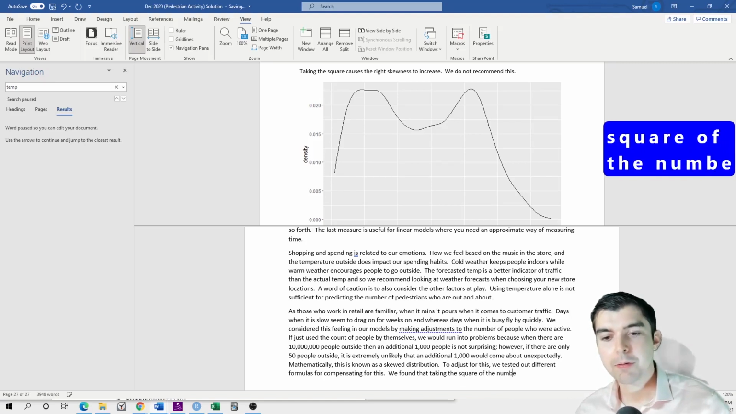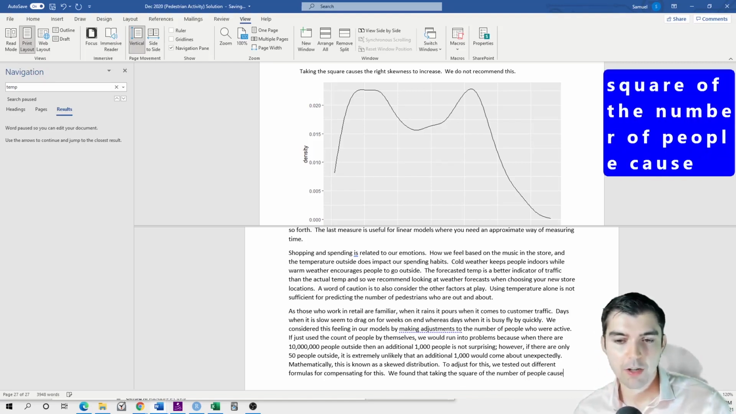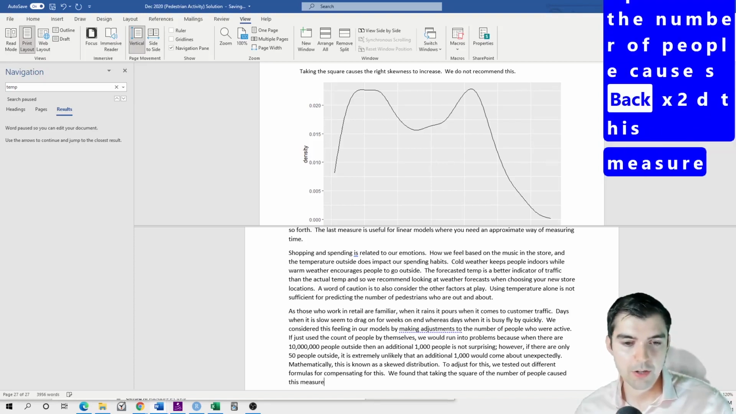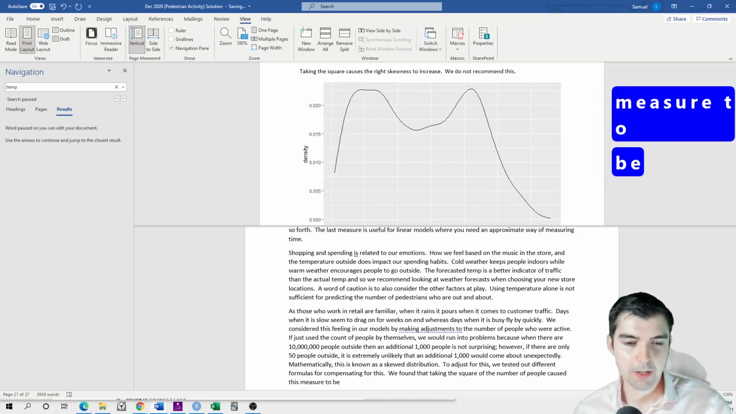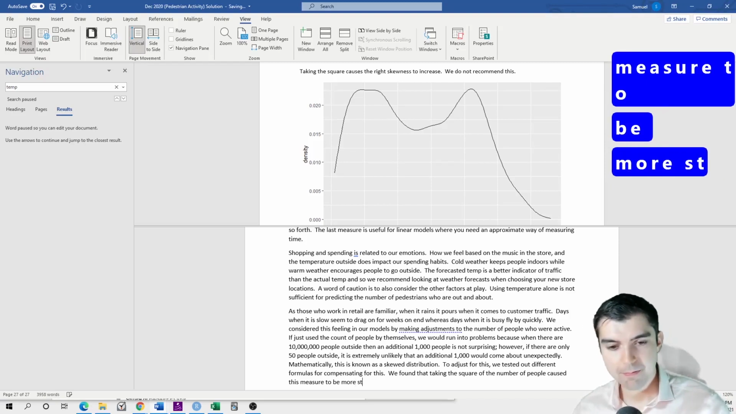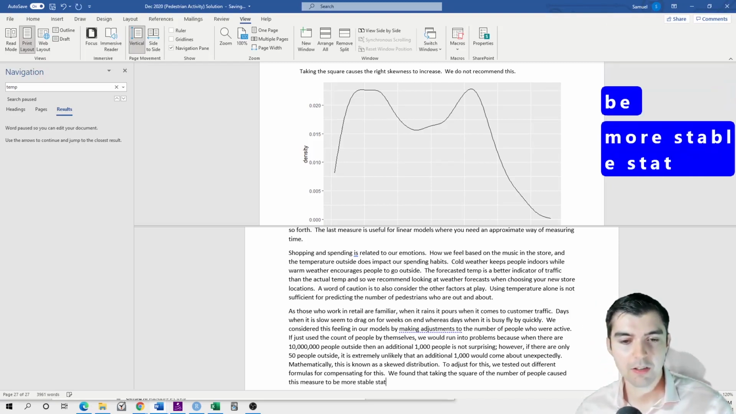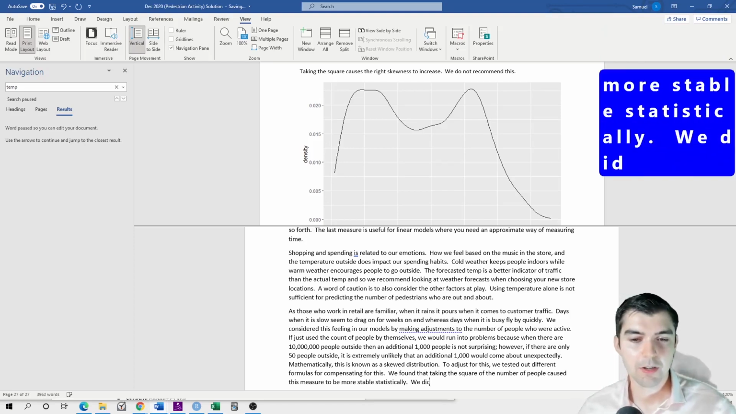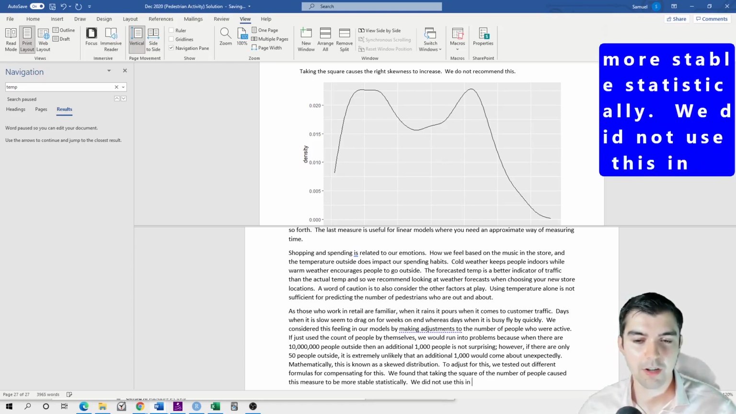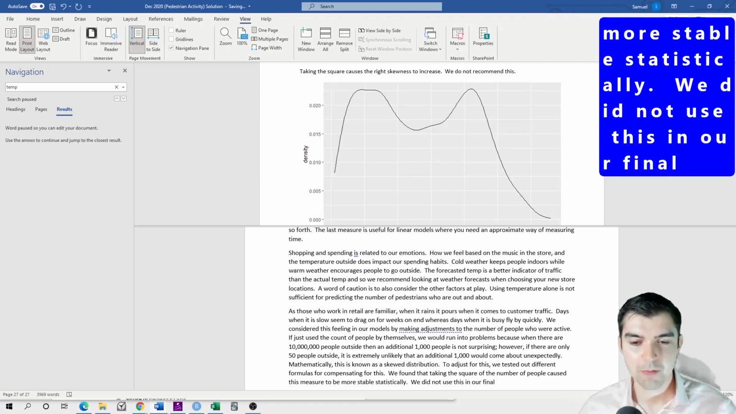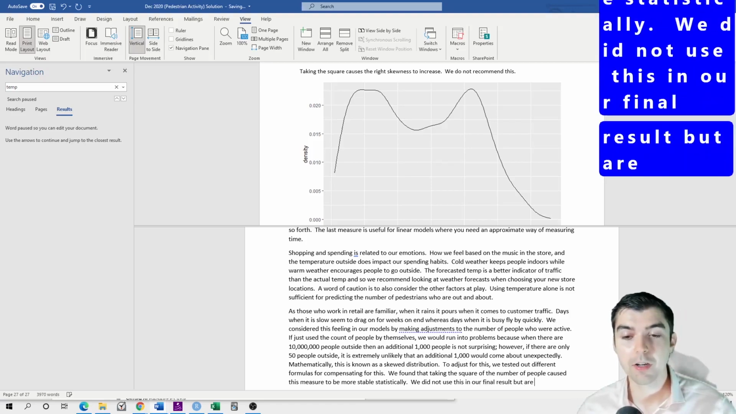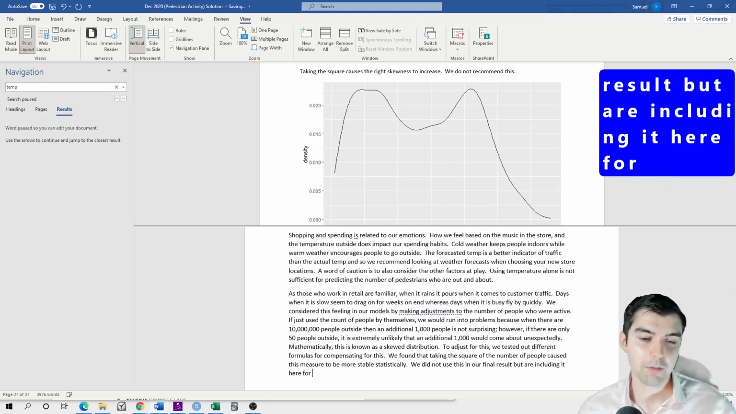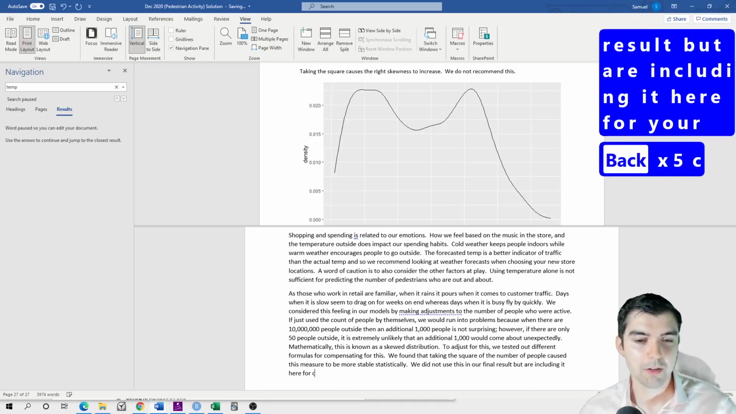of the number of people caused this measure to be more stable statistically. We did not use this in our final model, final result, but are including it here for completeness.